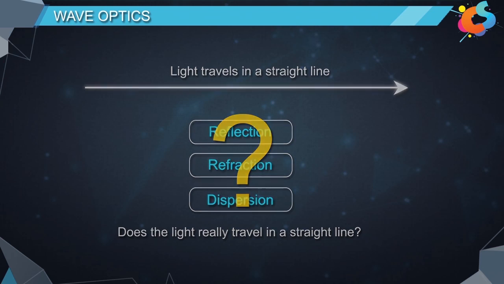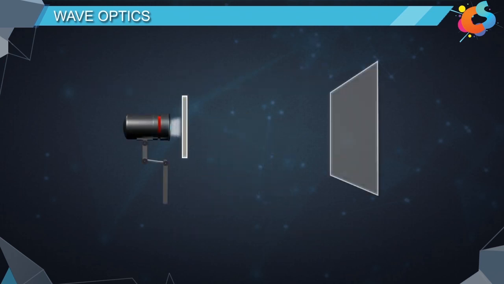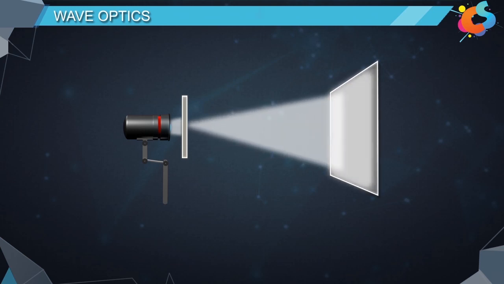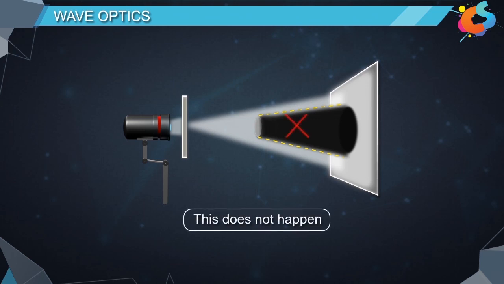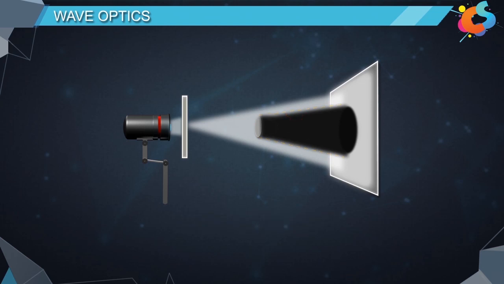Now, observe the illustration. Consider a light source illuminating a screen. If we place a coin in front of the light, the coin obstructs the path of light. If the light travels in a straight line, then we should see a dark circular spot on the screen. However, this does not happen. In fact, we get a bright spot in this place. This can only happen if the light bends at this point and reaches this spot.